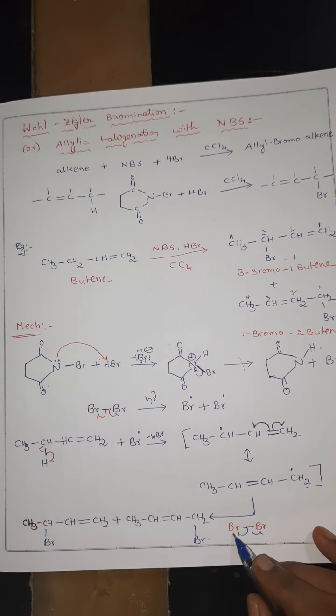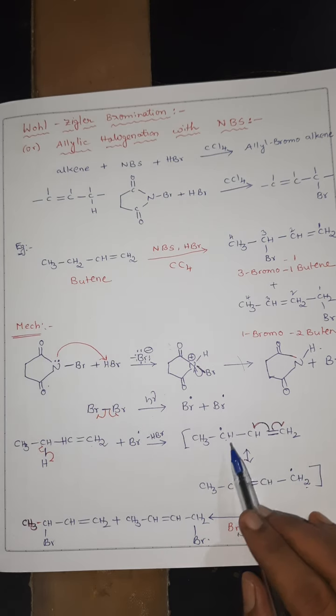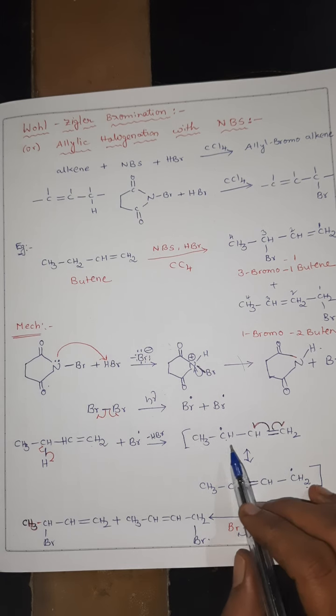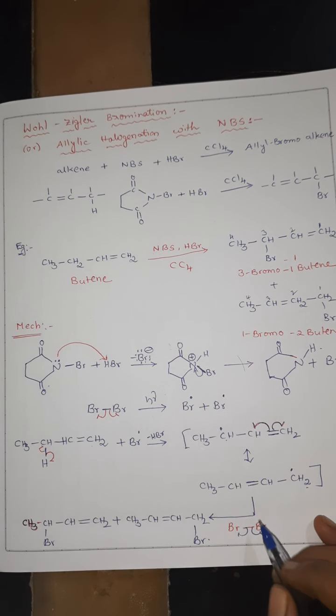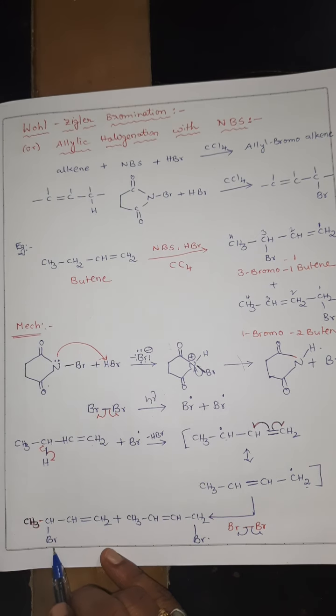The free radical abstracts the bromine radical. If this is the internal free radical, that means the 3 free radical, it abstracts the bromine free radical and forms 3-bromo-1-butene.